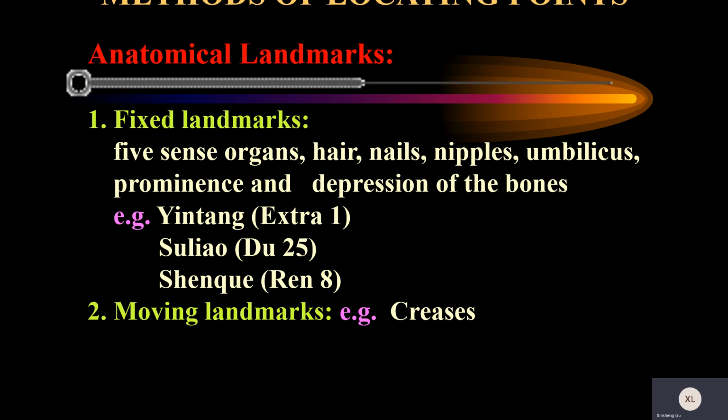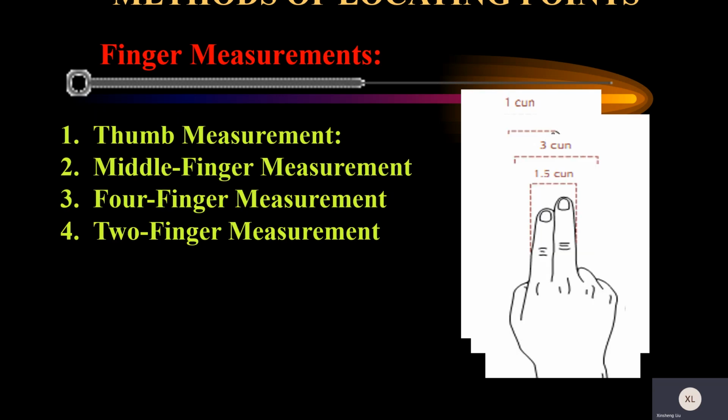The moving landmark, for example, the creases. In the future we will discuss the cubital creases and the popliteal creases, on the elbow, on the knee joint, right. They help locate the points around them.